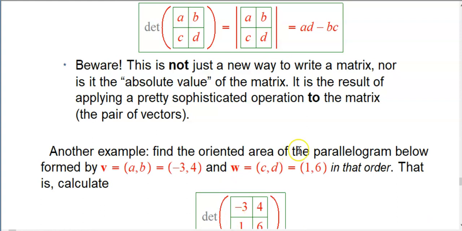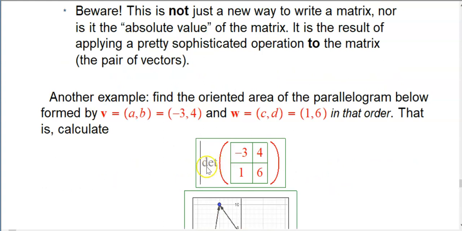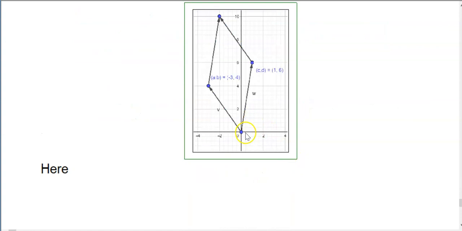Let's look at a parallelogram, just different numbers. And we've got V is -3, 4, and W is 1, 6. And we're going to calculate, in other words, the determinant of this matrix. But I want us to think about that as the oriented area of the parallelogram that's shown here. But here, V is going off to the left in Q2. W is coming up just barely in Q1. It turns out it's not really that important which quadrant each individual vector is in.